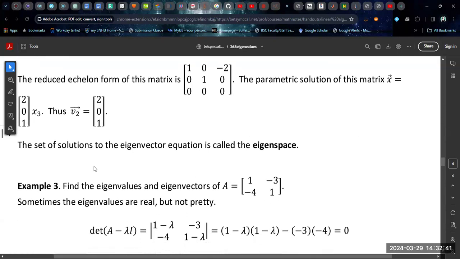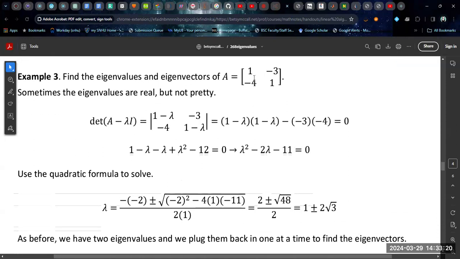Now, the set of solutions to an eigenvector problem like this is called the eigenspace. So the set of vectors, that is the eigenspace. If you have enough vectors for each dimension of your matrix, then that eigenspace will be the same as R3 in this case, or R2 in our previous case. Sometimes when you have repeated values, you don't get 2 eigenvectors for the repeated eigenvalue. And so then you don't have enough to span the entire space.